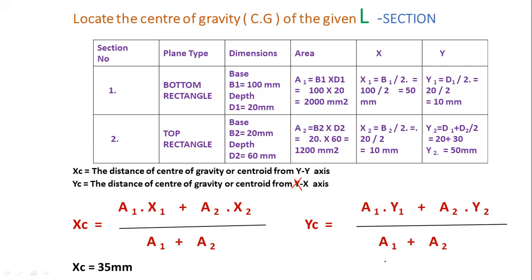Here also you have to substitute the value of A1, A2, Y1, Y2. A1 equal to 2000, A2 equal to 1200, Y1 equal to 10 mm, Y2 equal to 50 mm. You have to substitute these four values in this equation. After substituting, you can get the value of YC. The distance of centroid or center of gravity of an entire lamina from XX axis is equal to 25 mm. This is the answer for the L section.